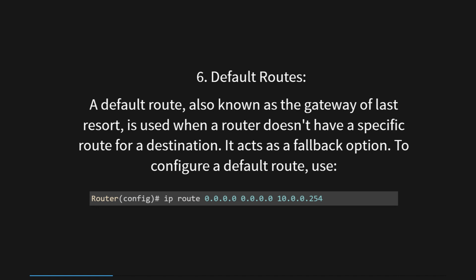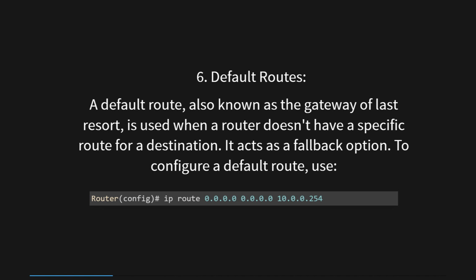The configuration of a default route involves the ip route command, where the destination network and subnet mask are set to all zeros, 0.0.0.0, to indicate any destination, and the next hop IP address is specified as the gateway through which the router should forward packets when there is no specific route. In the provided example, the command ip route 0.0.0.0 0.0.0.0 10.0.0.254 configures a default route with a next hop IP address of 10.0.0.254.